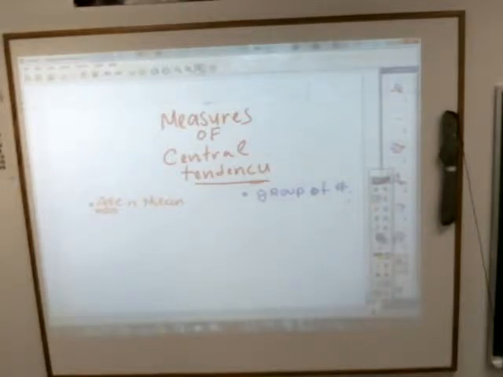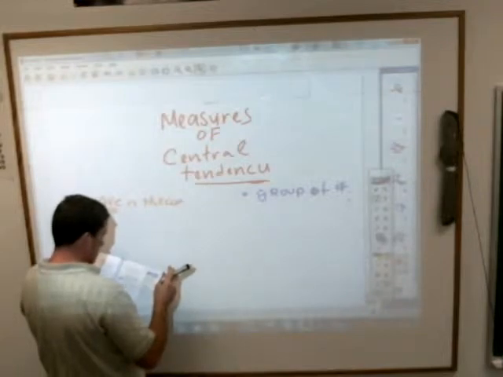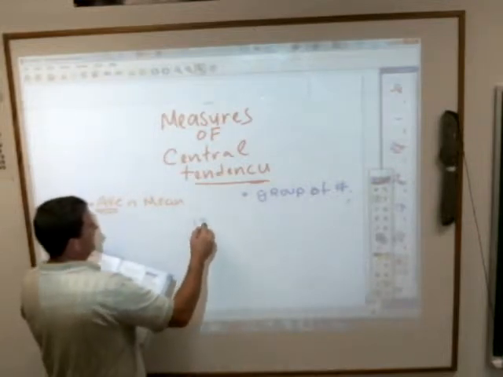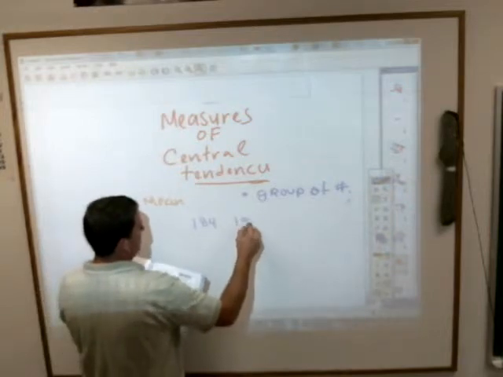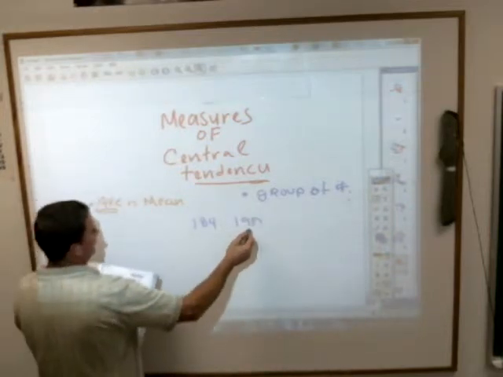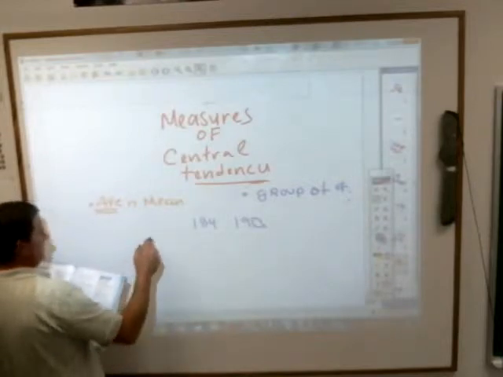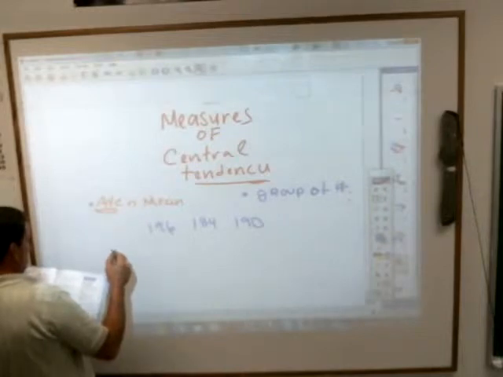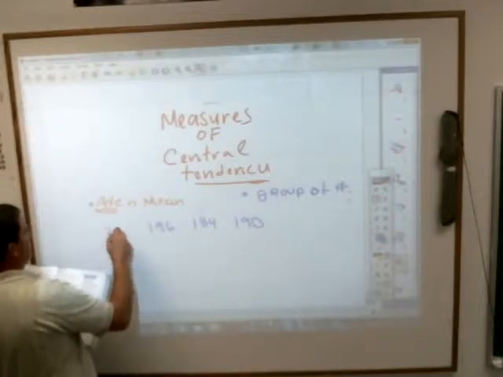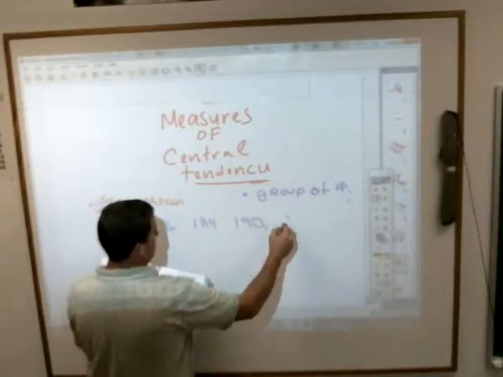Here is the height of 5 basketball players. I don't know why they use that, but that's what they do here. 184 centimeters, 190 centimeters. By the way, most of the world uses centimeters, so 196 centimeters, 202 centimeters, and 198 centimeters.